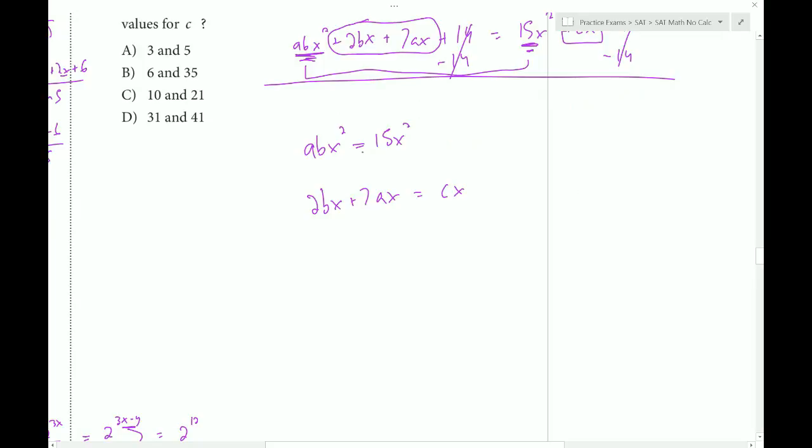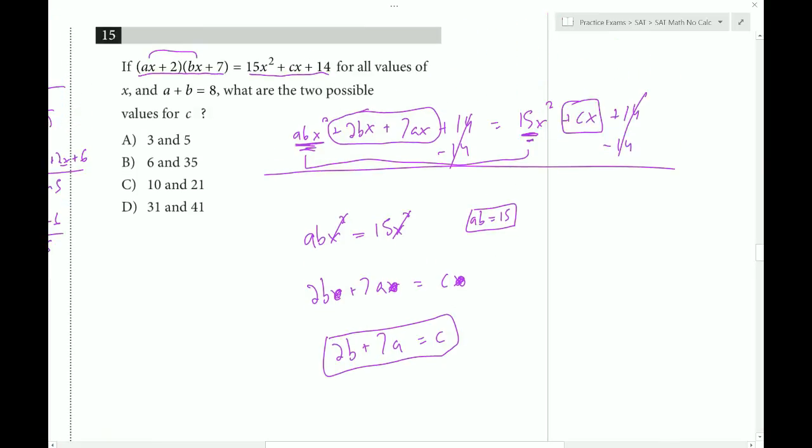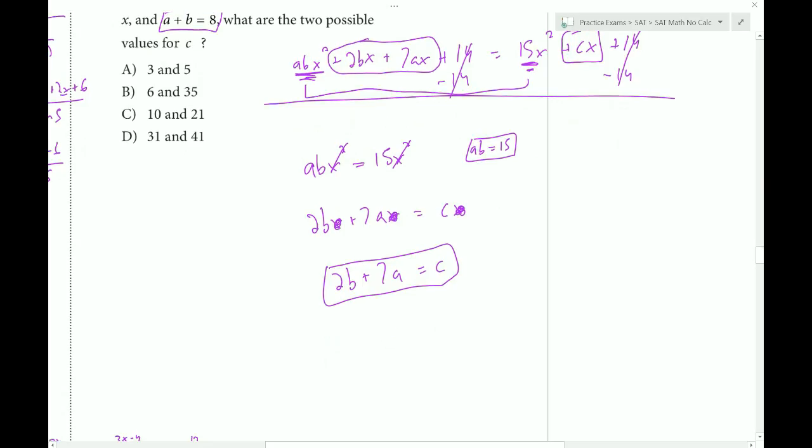So now I can divide by x squared on both sides, canceling it out. I get ab equals 15. That's my first equation. Then from here, I can divide by x everywhere, canceling it out, so long as x doesn't equal 0. So I get that 2b plus 7a is equal to c. That's another equation. And I've introduced another variable here, c, so now I need 3 equations since I have 3 unknowns. But luckily they gave us another equation here, which is that a plus b is equal to 8.